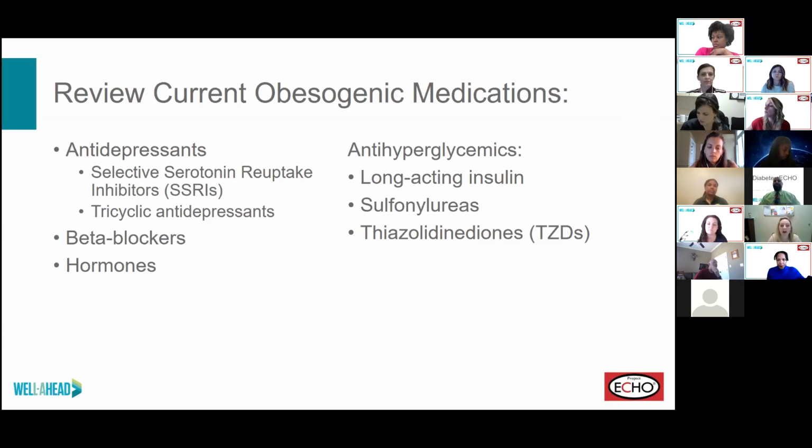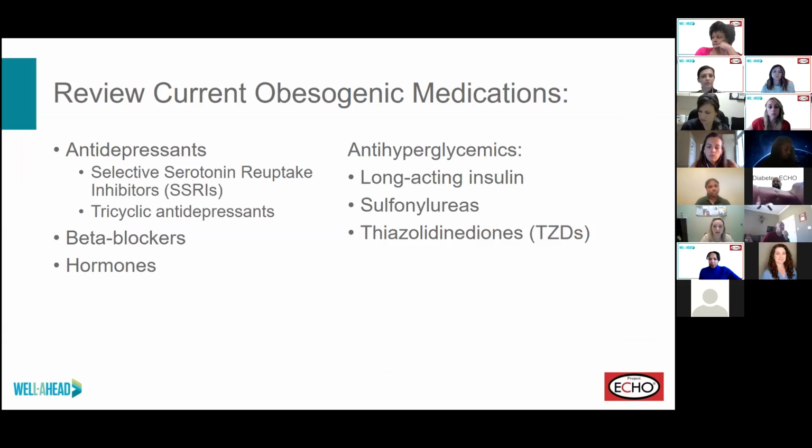So some very common obesogenic medications are listed here. Oftentimes our patients with diabetes have comorbidities of depression, high blood pressure, hormonal imbalances. And so there are certain medications that may be contributing. Now, of course, this needs to be individualized. The risk of stopping or changing these medications may far outweigh the benefit of some weight loss. So that needs to be discussed and looked at with every single patient.